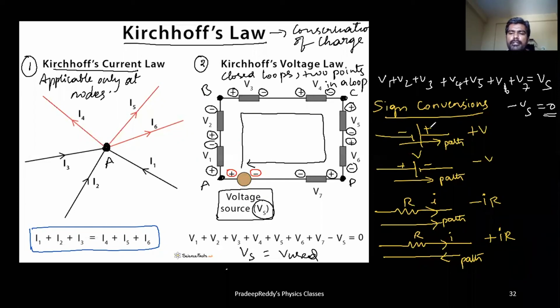Negative terminal to positive terminal of the battery, take plus V. Positive terminal to negative terminal of the battery, take minus V. And if your path and current both are in the same direction, voltage is dropped across there, so I take it as minus IR. If your path and current are in opposite direction, voltage is being added over there, so you will be taking plus IR.